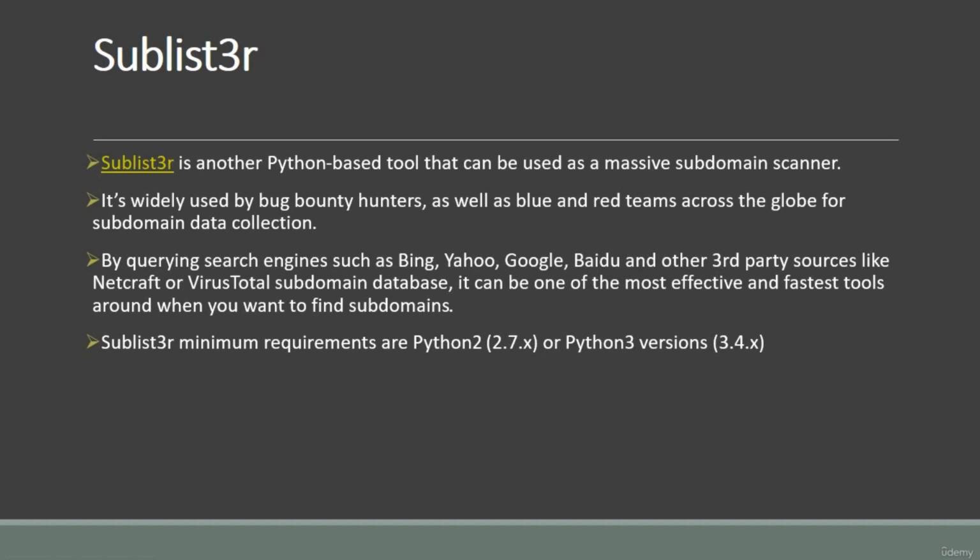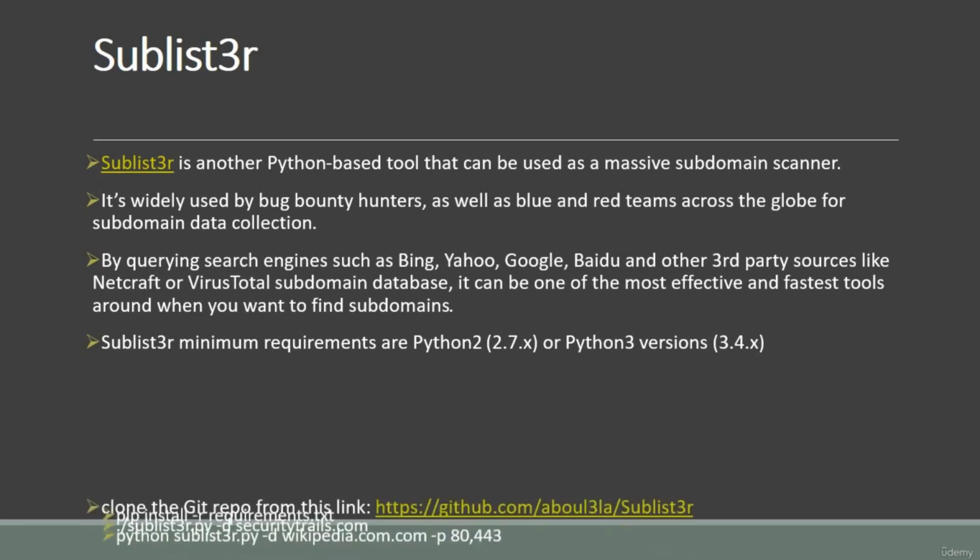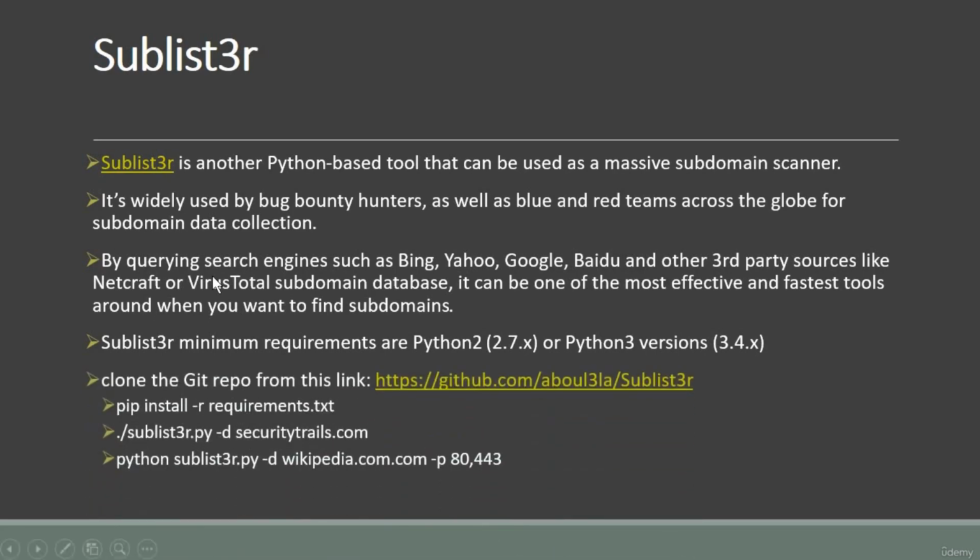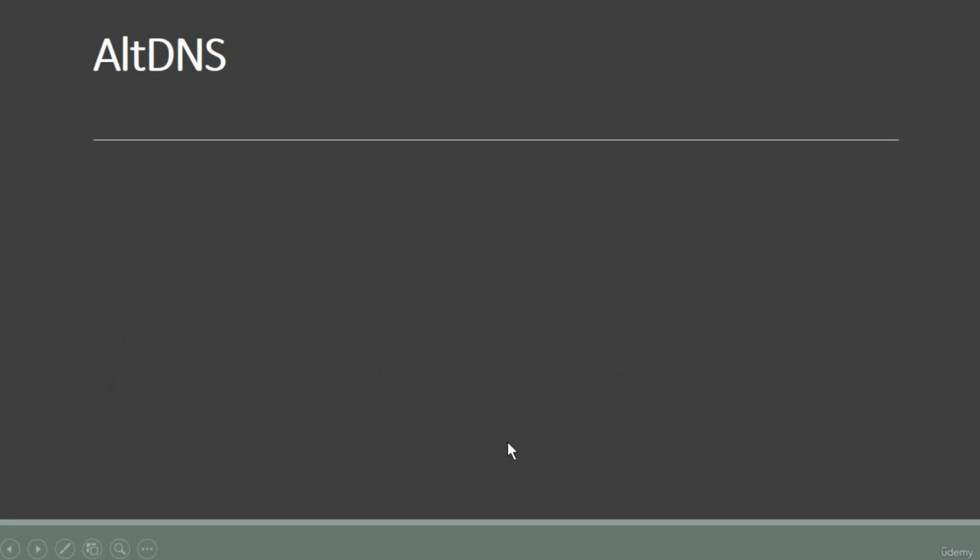So this is the minimum recommendation. You should have these things, one of them Python with that version. So you don't need to do anything with that. You just need to clone from this website. You need to go there and clone each and everything that is there. Then pip install -r after going into the sublister folder. Then you can directly start using sublist3r.py. So this is how Sublist3r works.